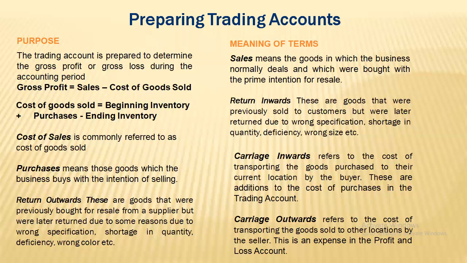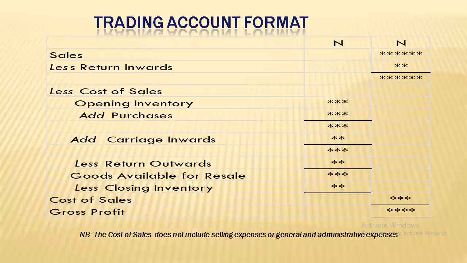While carriage outward represents the cost of delivering goods, the cost of transporting the goods to our customers. So any cost that is incurred in transporting these goods to our customers is what we refer to as carriage outward. Now note that carriage inward will be treated in the trading account, while carriage outward would be treated in our profit or loss account. So I'm going to show you how we do that later in this presentation.